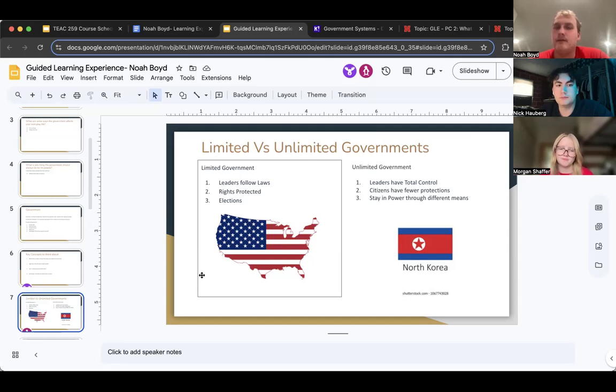And then three, limited governments are going to have elections to enact their leaders. And then moving on, in unlimited governments, leaders are going to have total control. There's going to be no checks, no balances to the power. The citizens are going to have fewer protections. They're not going to have as many rights guaranteed, to things like freedom of speech, freedom of press, stuff like that. And they're going to stay in power through different means. They're not going to continue to be elected into power or voted into their positions of power. They're going to either hold on to it through tradition or just continue to enforce the rule through military means, stuff like that.